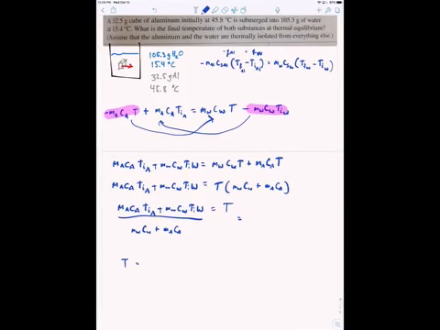Temperature is mass of the aluminum, 32.5 grams aluminum. Heat capacity of aluminum. I don't know the heat capacity of aluminum. Heat capacity of aluminum is 0.903. That's a 9. Joules per gram degree Celsius. Initial temperature of aluminum, 45.8 degrees Celsius.